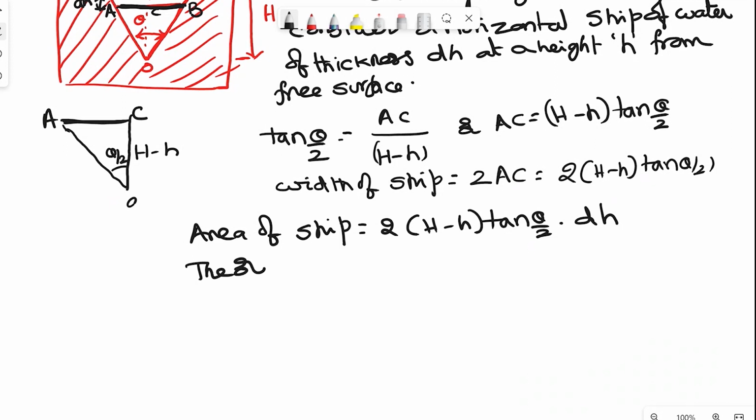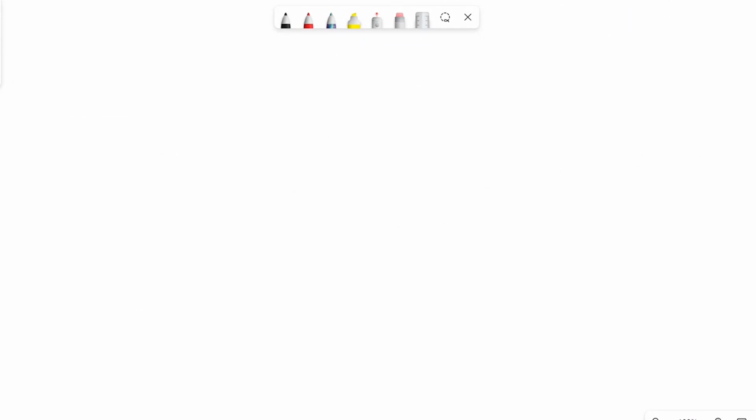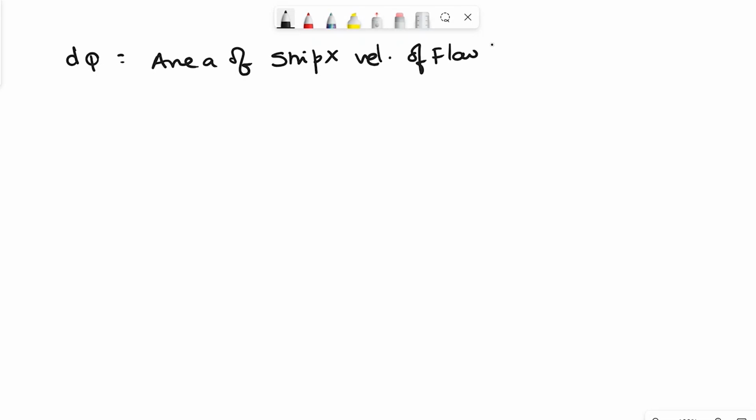What is the theoretical velocity of flow? The head above the strip is small h, so this velocity is due to a head of h. That's why it is root 2gh. Therefore, dQ, the theoretical discharge, is equal to the area of strip into the velocity of flow through the strip.